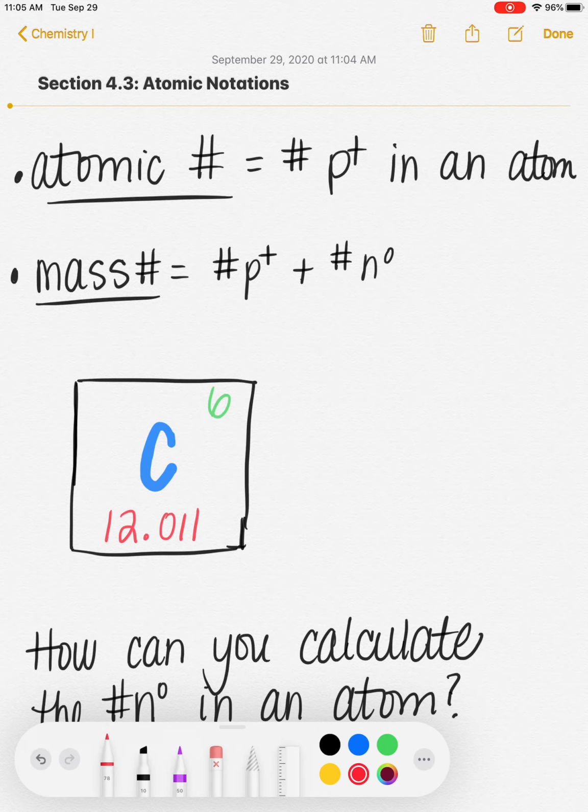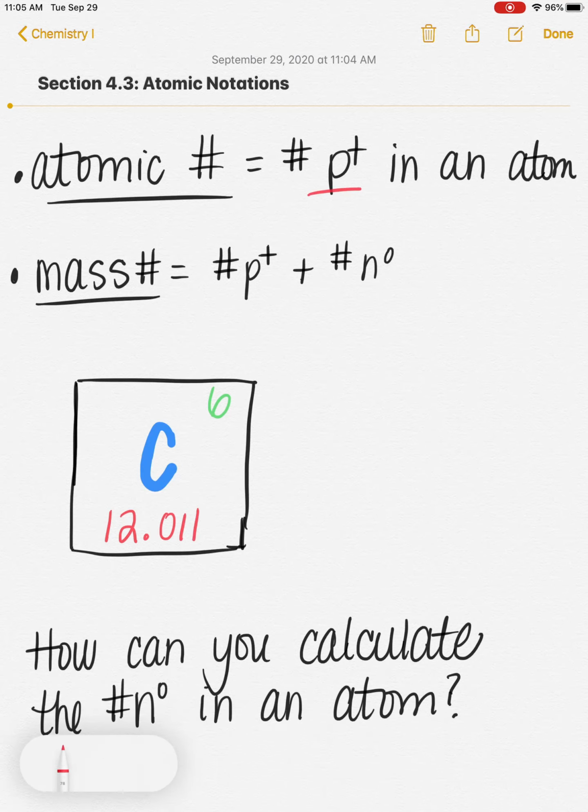Today we are discussing atomic symbols and different ways of noting or notations for different chemical atoms and elements. All right, so in section 4.3, one of the first terms that is defined is the atomic number. The atomic number is equal to the number of protons in an atom.